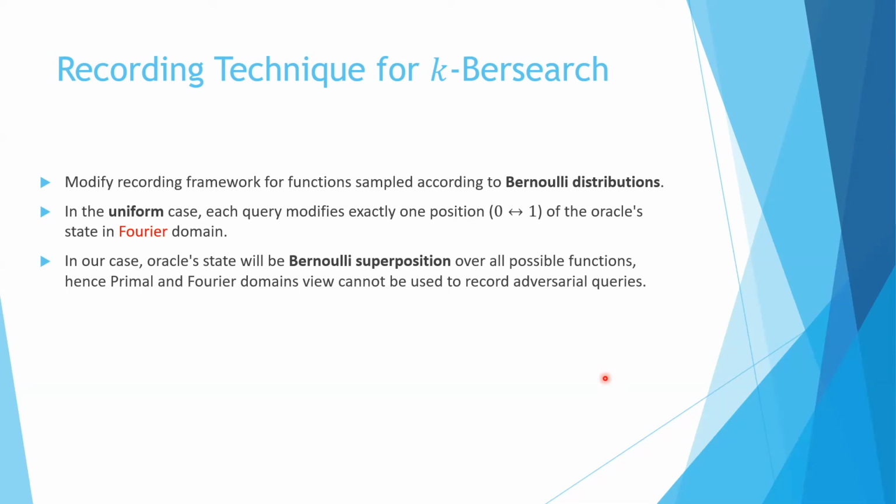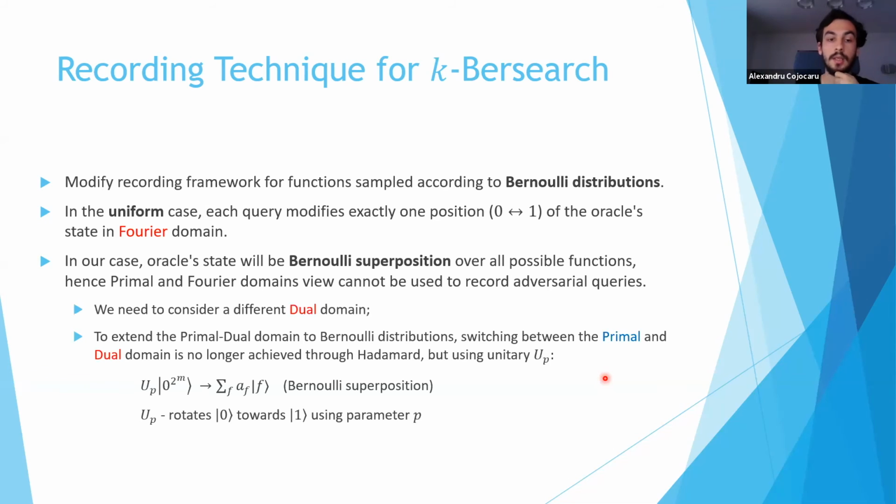Hence, we cannot use this view between the primal and the Fourier domain as before to record the queries of the adversary. Instead, our approach is to consider a different dual domain, and to extend the primal-dual domain to accommodate Bernoulli distributions. Switching between the primal and the dual domain is no longer going to be achieved through the Fourier transformation, so by applying Hadamard gates, but by using a different unitary U_P, which has the parameter P over here, and which essentially maps the all zero state to the Bernoulli superposition over all possible functions. Intuitively, you can think of U_P as just rotating the zero state toward the one state using this parameter P.